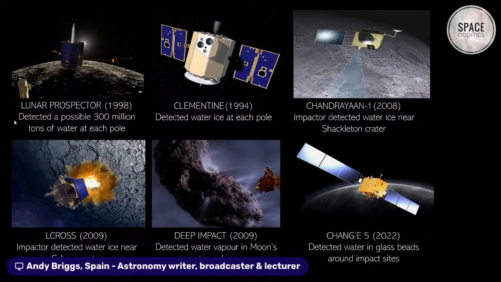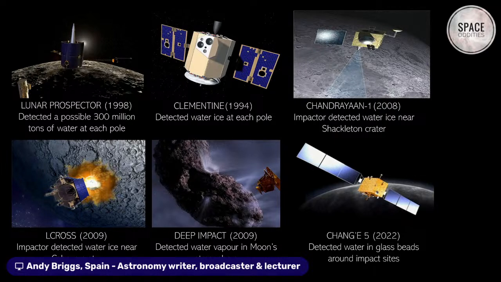The Deep Impact mission, you may remember, NASA's wonderful mission to ram a probe or an impactor into an asteroid, in 2009. But on its way to the asteroid, it bypassed the moon, and it actually detected water vapor in the moon's atmosphere. And if you're going to turn around and say that the moon hasn't got an atmosphere, well, yes, it has. It's just a very, very thin one. But the Deep Impact mission detected water vapor in that atmosphere.